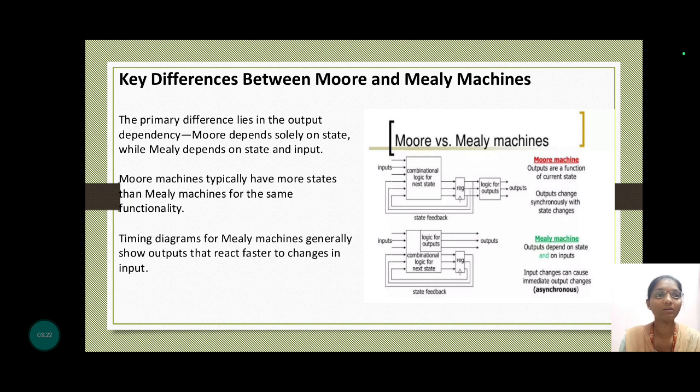Moore versus Mealy machine. Moore machine outputs are a function of the current state. Outputs change synchronously with state changes. Mealy machine outputs depend on state and input. Input changes can cause immediate output changes, which is known as asynchronous.